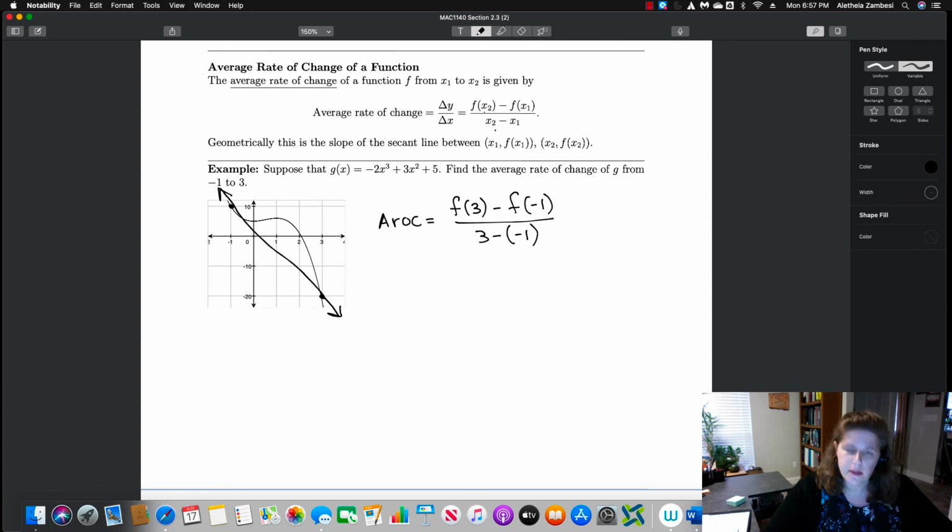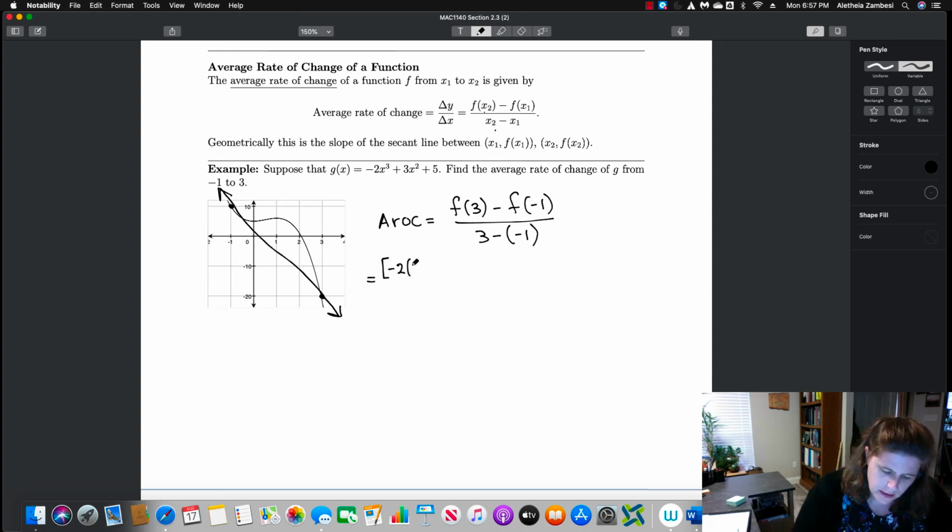We're going to plug in these values into our function, so giving us a little bit more room. First, I'm going to plug 3 into the function. So we have -2 times 3 cubed plus 3 times 3 squared plus 5. And we're subtracting f of -1. So -2 times -1 cubed plus 3 times -1 squared plus 5. 3 minus -1 gives me 4.